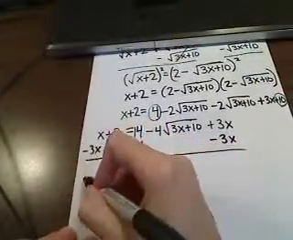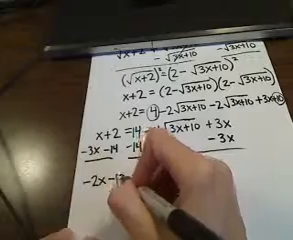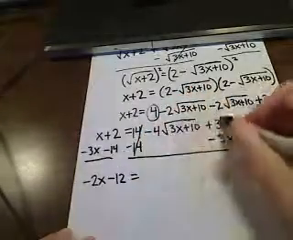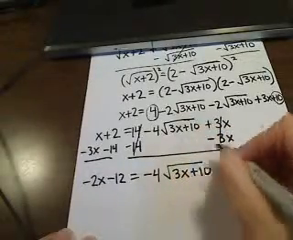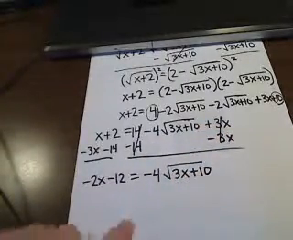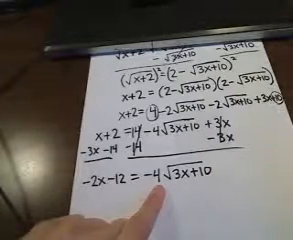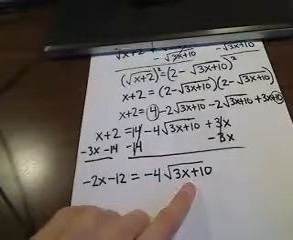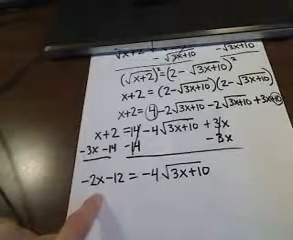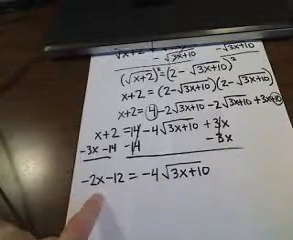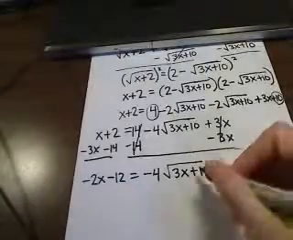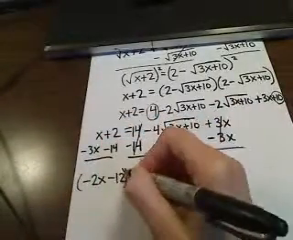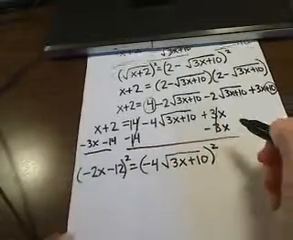All right, so this is going to become a negative 2x minus 12 equal to, on this side, negative 4 radical 3x plus 10. Now, you can divide both sides by negative 4 to completely isolate the radical, but because it's going to introduce a fraction over here, I'm not going to do that. We can still square both sides, and we'll just have to square the negative 4 at the same time as squaring this. Okay, so at this point, I'm going to go ahead and square both sides again.